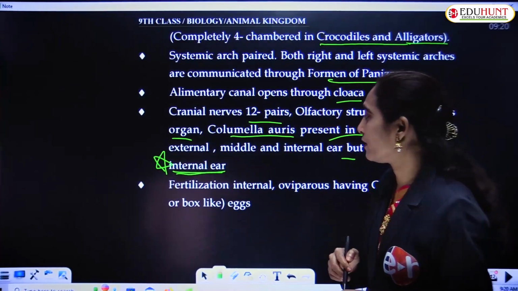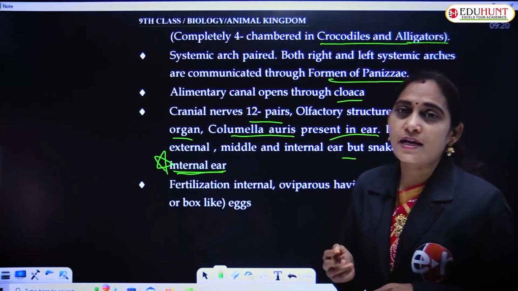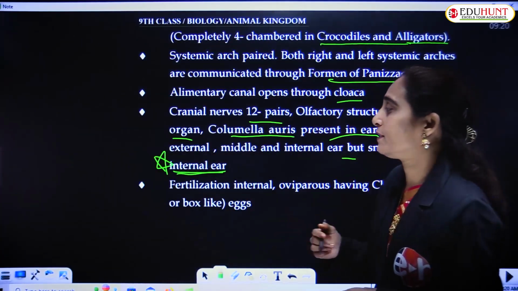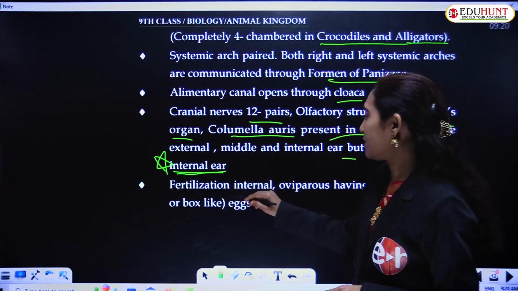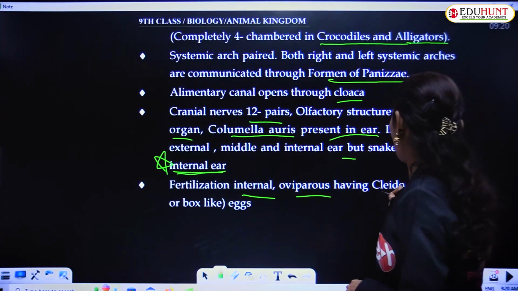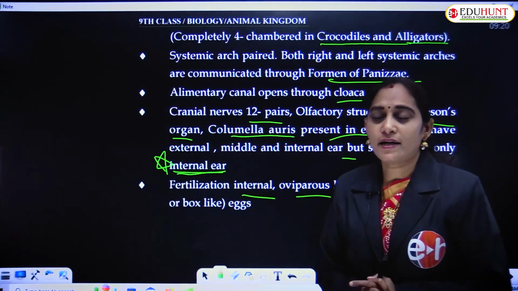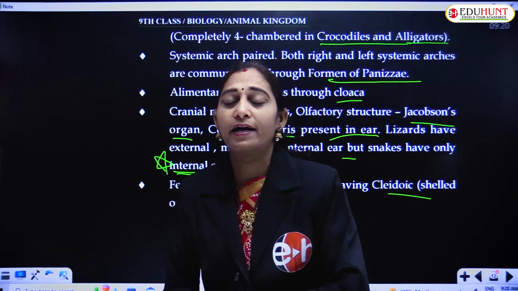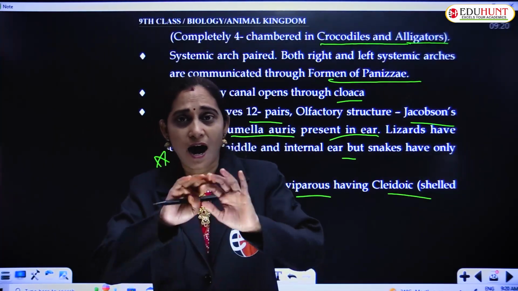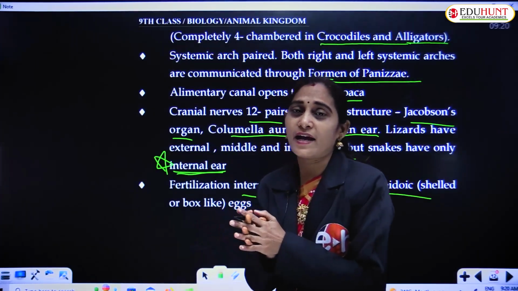Snakes have internal ears, whereas wall lizards and other lizards have external, middle and even internal ears. Fertilization is internal and mostly they are oviparous. They have cleidoic eggs. What is meant by a cleidoic egg? A cleidoic egg is nothing but an egg protected with a hard, calcareous shell. That is called a cleidoic egg.